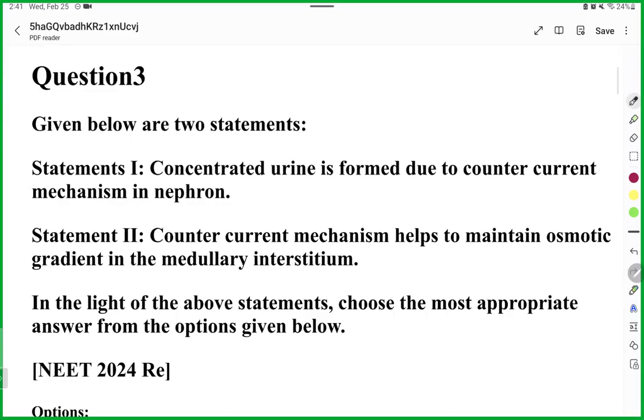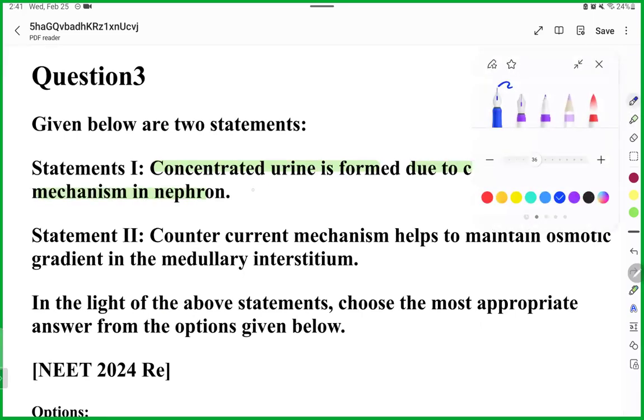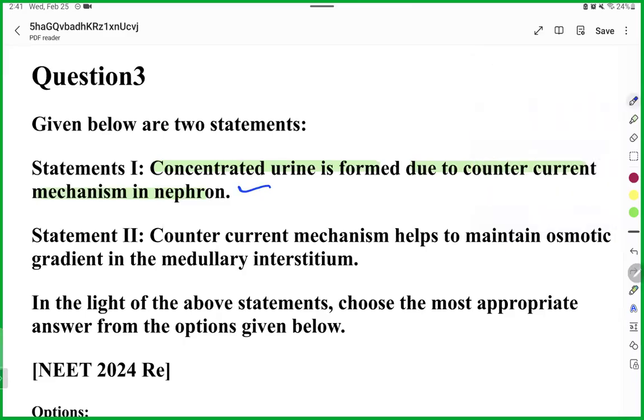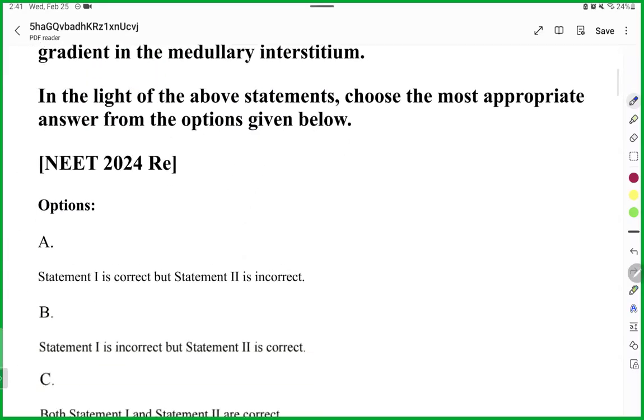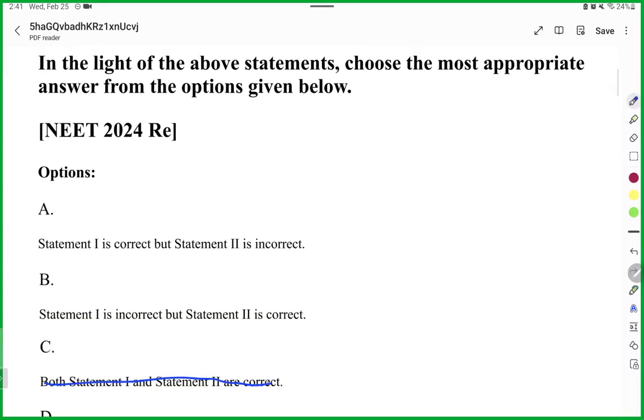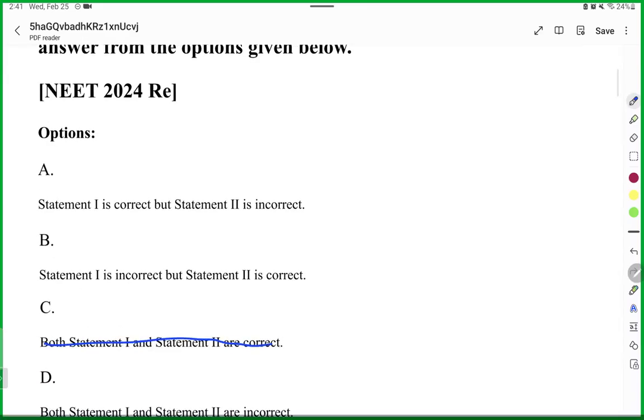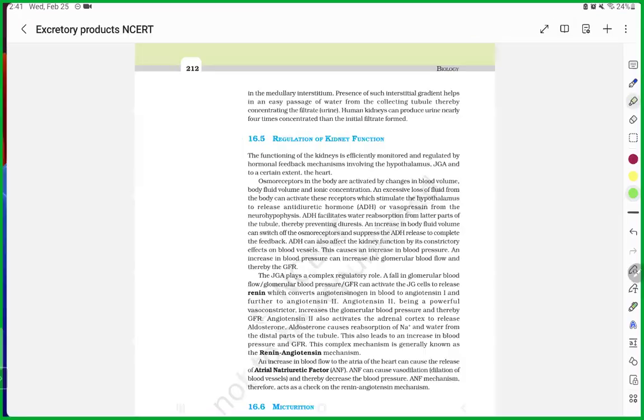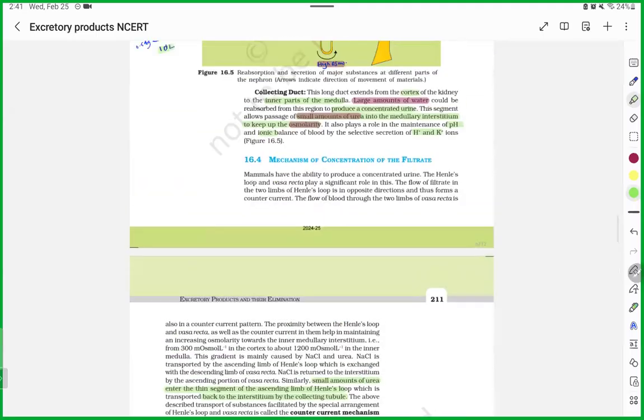Next, Jordan. Concentrated urine is formed due to a countercurrent mechanism in the nephron, correct? Countercurrent mechanism helps maintain an osmotic gradient in the medullary interstitium. That is also correct. Osmotic gradient is maintained, correct, sir? So both are correct. Option C. So now we need to see what this countercurrent mechanism is.